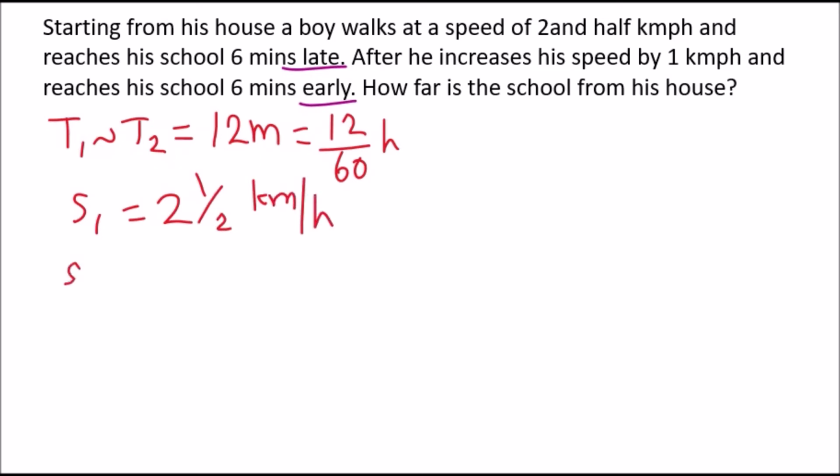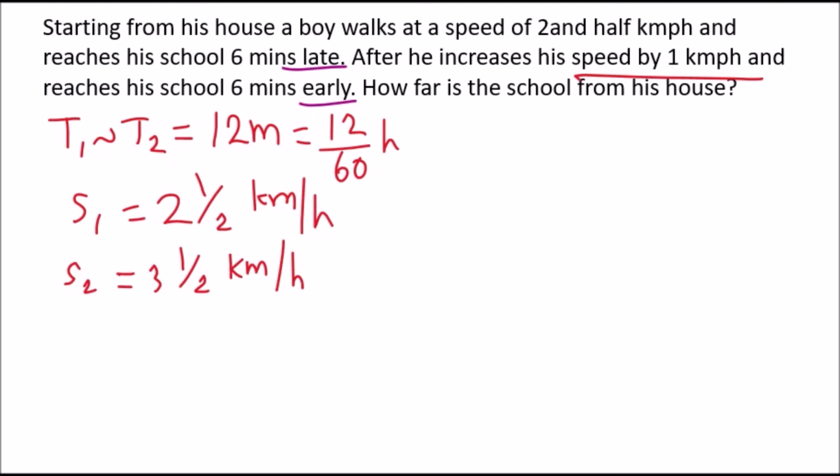And speed 2 is 3.5 km per hour. How I write 3.5 km per hour means he increases his speed by 1 km per hour. So from 2.5 to 3.5, he is increasing his speed by 1 km per hour. That is why speed 2 is 3.5 kilometers per hour.